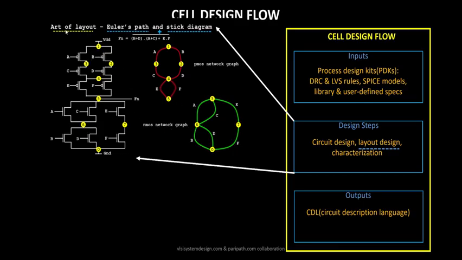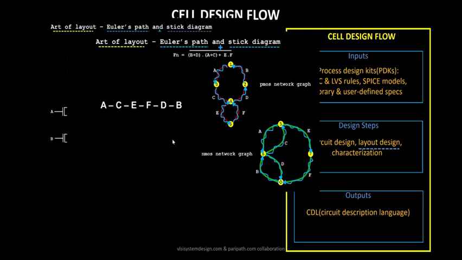If you look into a typical art of layout, it's an Euler's path plus stick diagram. If you follow these steps, the layout that you derive out of this particular function will give you the best performance and the best area. So after you get your PMOS network graph and the NMOS network graph, the next step is to obtain the Euler's path.